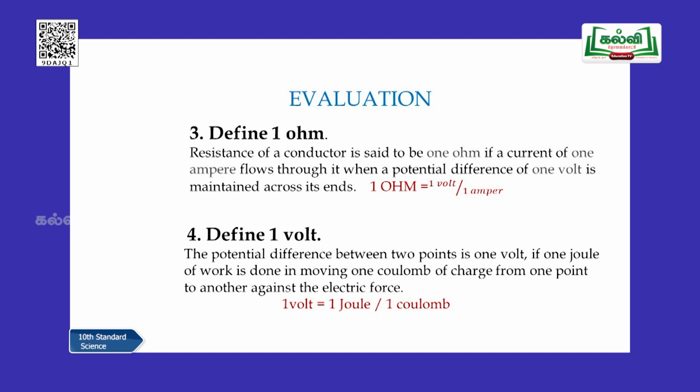Define 1 volt. This definition is also based on the units of work done, charge and the potential difference. The potential difference between 2 points is 1 volt if 1 joule of work is done in moving 1 coulomb of charge from one point to another against the electric force. 1 volt is equal to 1 joule per 1 coulomb.